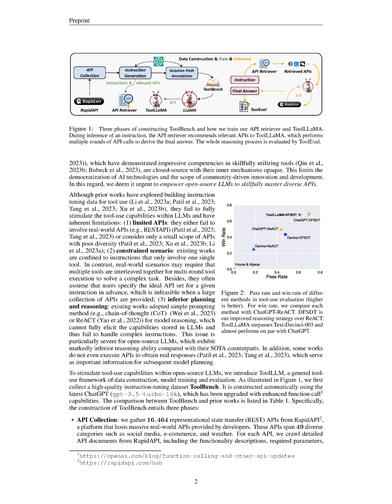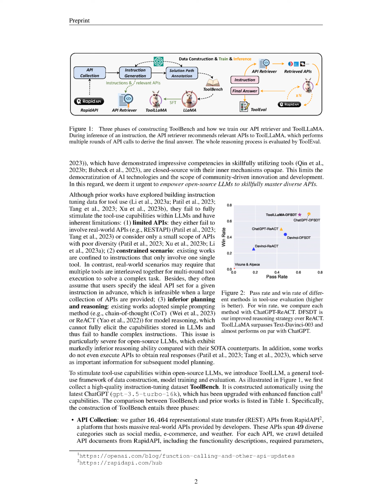The creation of ToolBench involves 3 stages: API collection, instruction generation, and solution path annotation. We gather over 16,000 APIs from Rapid API, spanning 49 diverse categories. We then use ChatGPT to generate diverse instructions for these APIs, covering both single-tool and multi-tool scenarios. Finally, we annotate high-quality responses to these instructions.